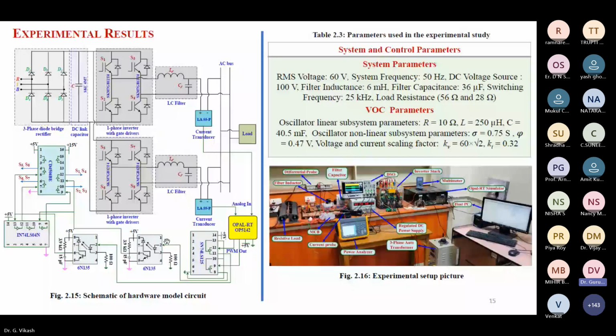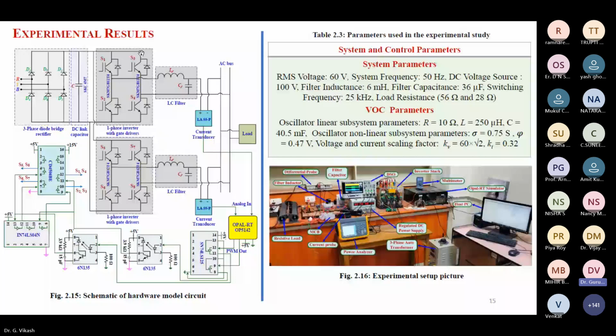And then it will go through the NOT gate, because I'm generating only one signal from the OPAL-RT for one inverter and another PWM signal for another inverter. For a single phase inverter we need two PWM signals. For S1 and S4 one signal is required, and for S2 and S3 one signal is required.